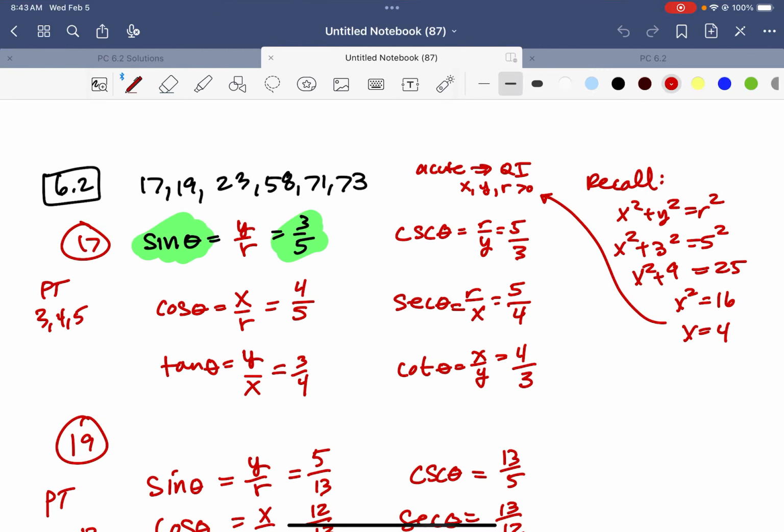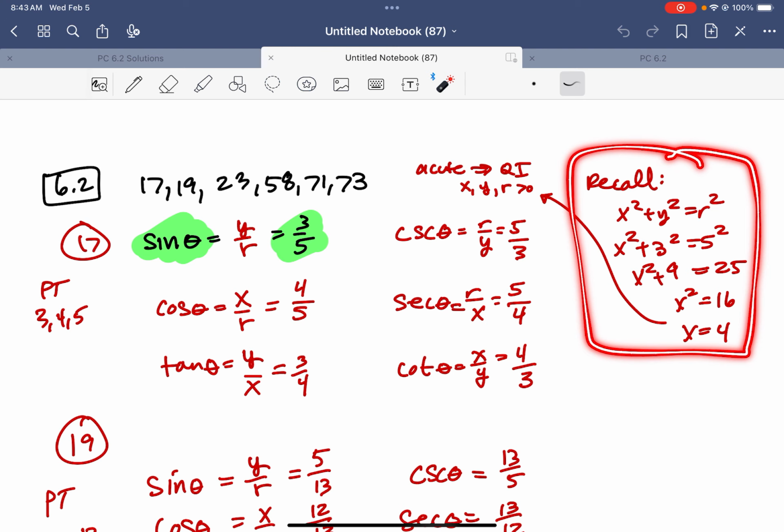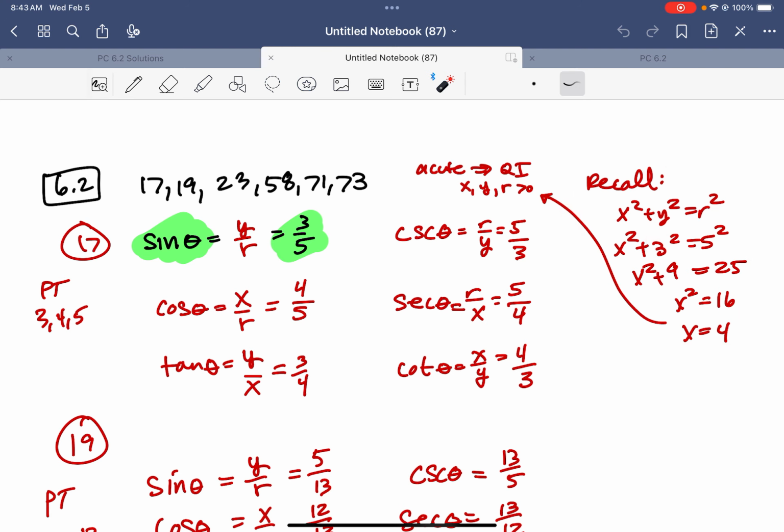6.2, number 17. If we know that the sine of theta is 3 over 5, I write down that sine is y over r. So that means that the sine is 3/5 is telling me that y is 3 and r is 5 inside of a right triangle. But I know that x squared plus y squared equals r squared. By plugging in 3 and 5, I can solve for x and get 4. And so that means that I now know that x is 4.